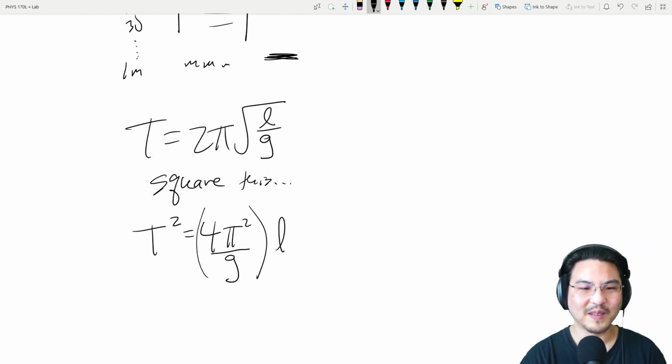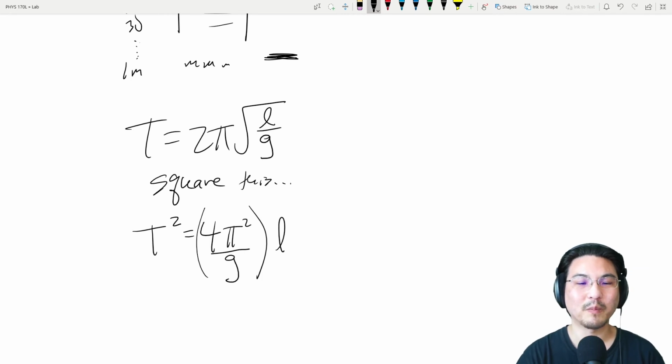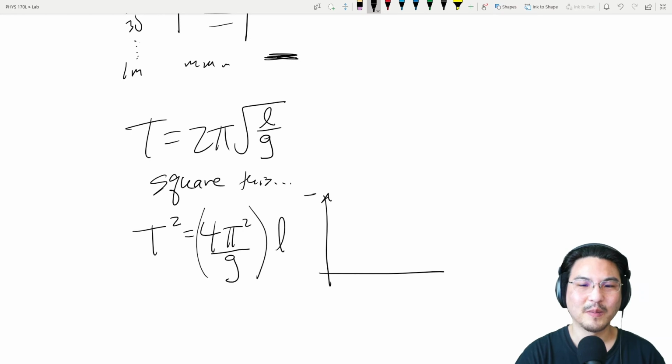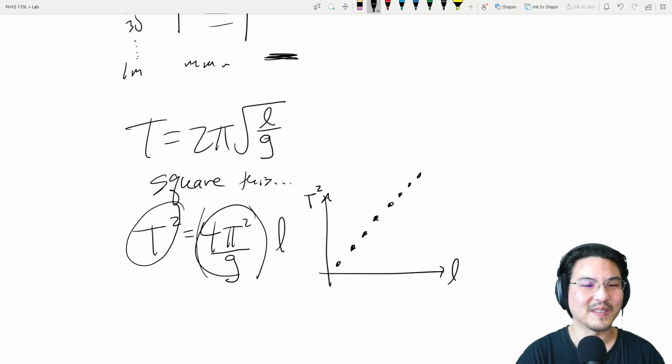Okay, so take a look at this. What if we graph, instead of period and length, period squared and length? So period squared. It's going to look something like this, because now, look, it's linear. Period squared is a linear function of L.